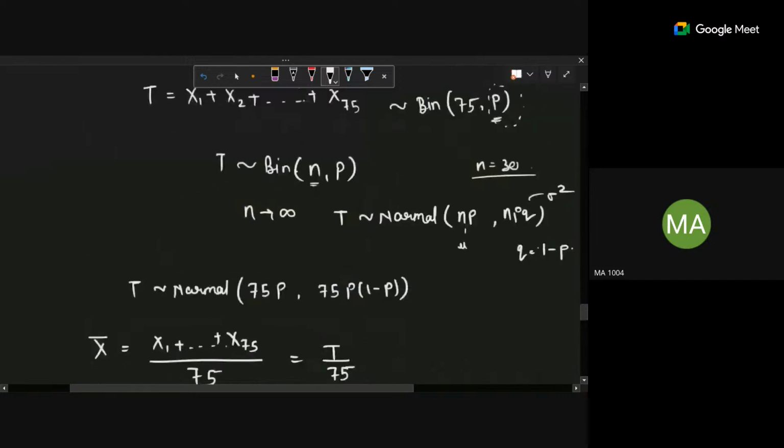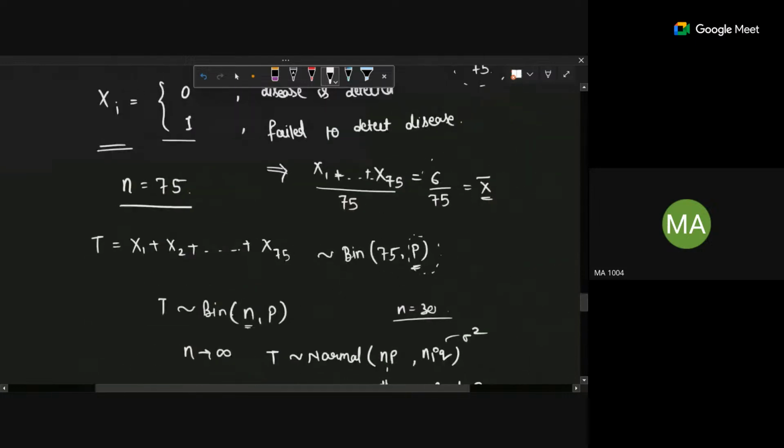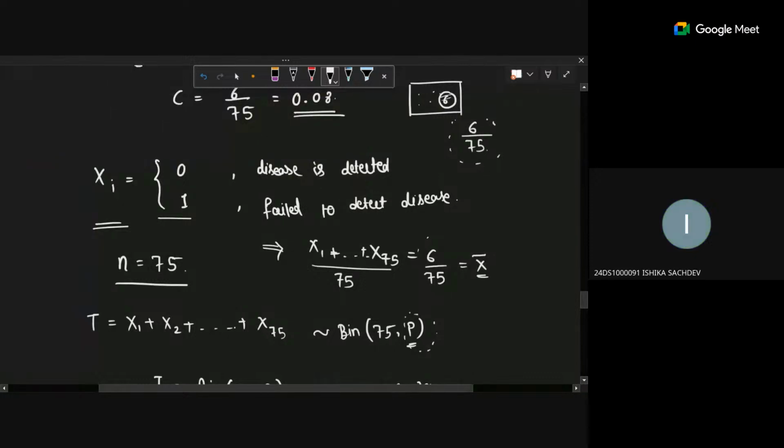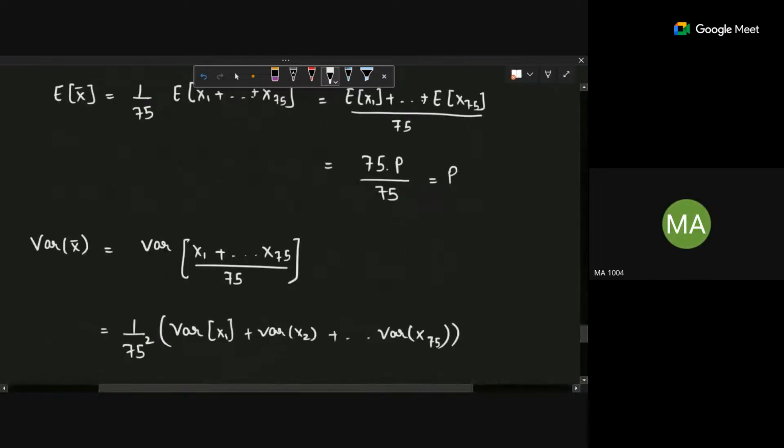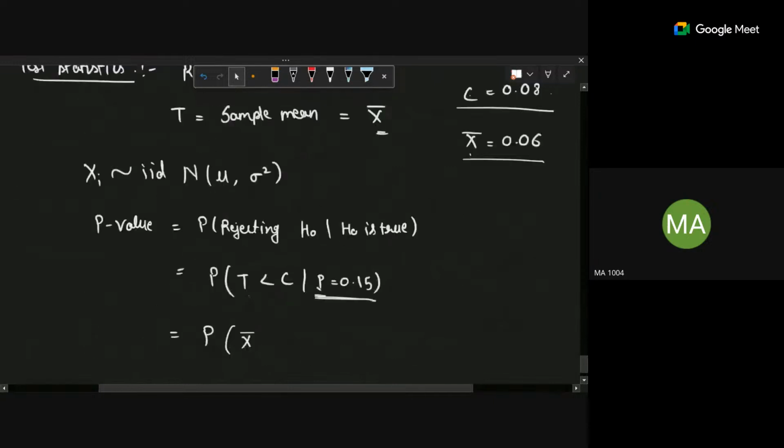Are you getting it, or is there still any confusion? Ma'am, did you say that x bar is equal to 0.06? No, I am just giving a context, an example. Because that was confusing, since 6 by 75, 6 is again used. That was just an example to compare which value to take. How do we check our samples?